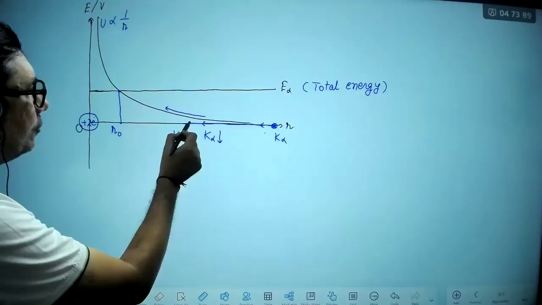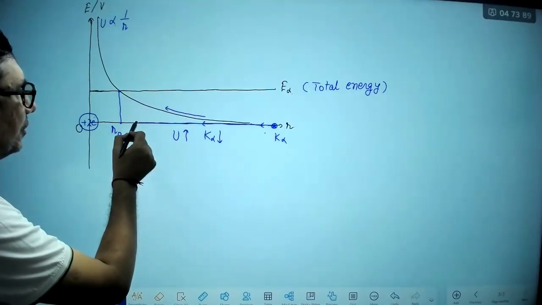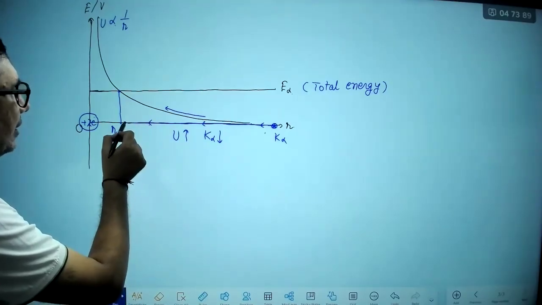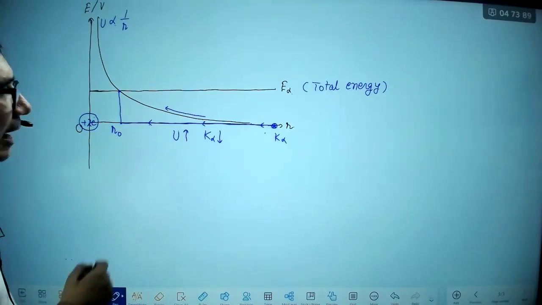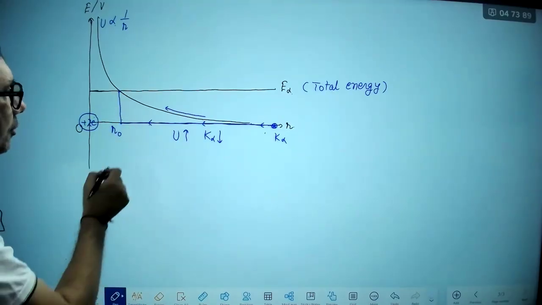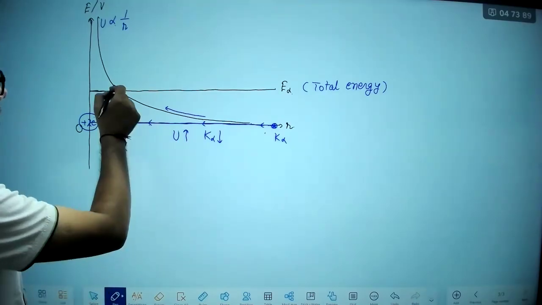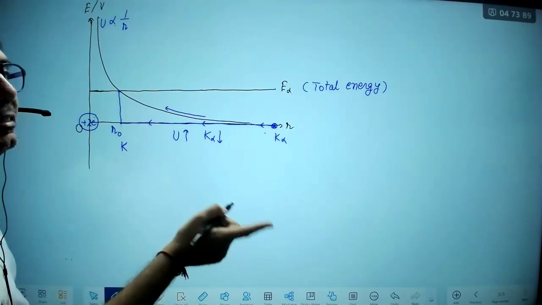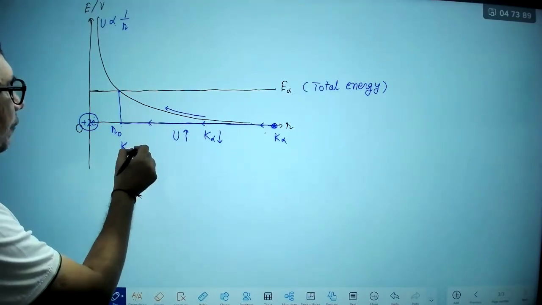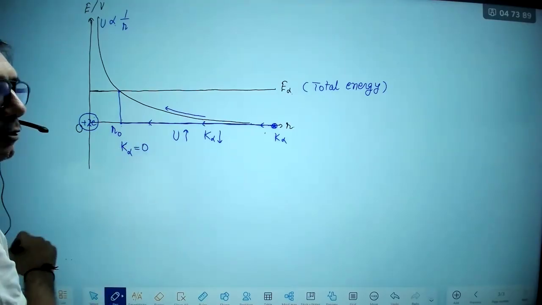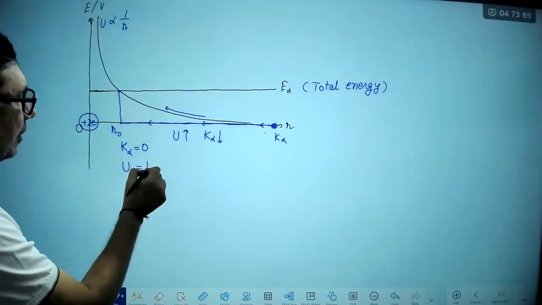So this nuclei is approaching here, approaching here, and it has approached here at this point. What will happen at this point? At this point, kinetic energy is becoming zero. Try to understand. At this point, kinetic energy is zero because potential energy is equal to the total energy. So K alpha is becoming zero, and this potential energy will be equal to the total energy.